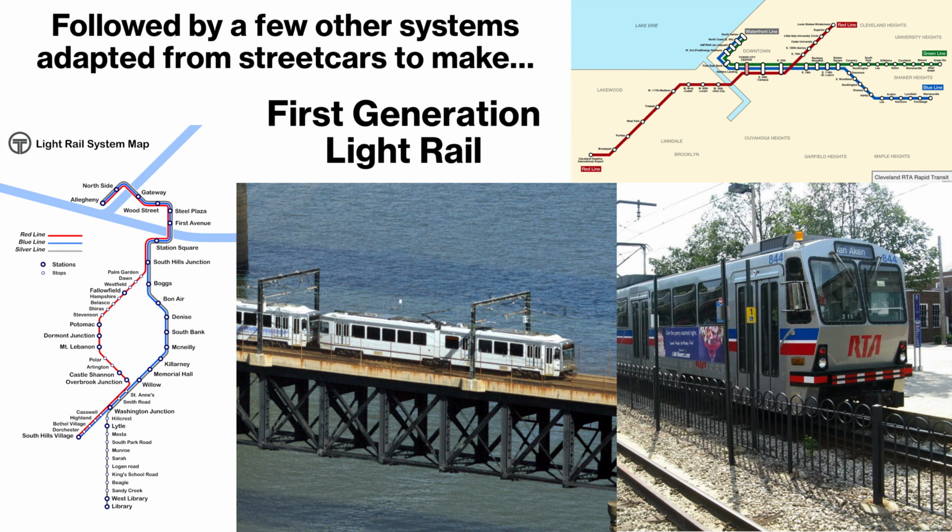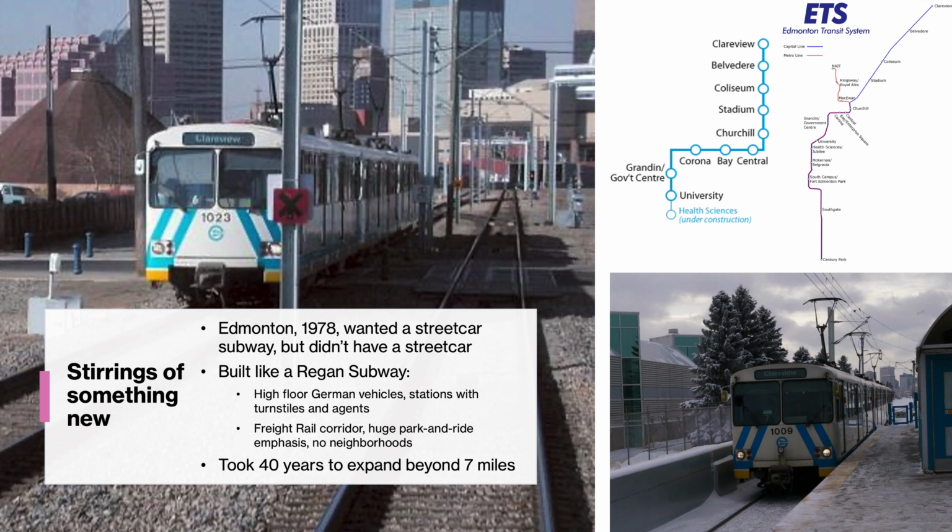So these were followed by a few other systems, like the T in Pittsburgh and the RTA in Cleveland, both of which adapted from previous streetcar systems to make first-generation light rail. Now, interestingly, in 1978, something new was happening in Edmonton, Canada. They wanted to build a streetcar subway, but they got rid of all their streetcars, and they wanted to build a Reagan-era subway, but they didn't exactly have the money for it. So they did a kind of a compromise.